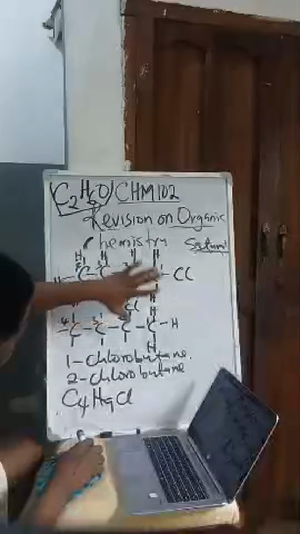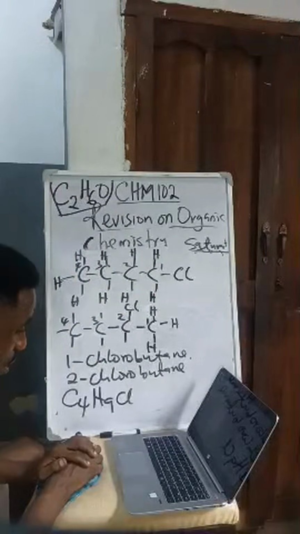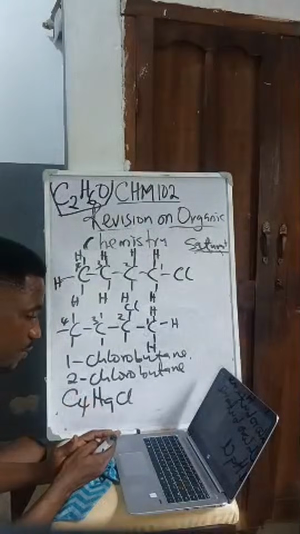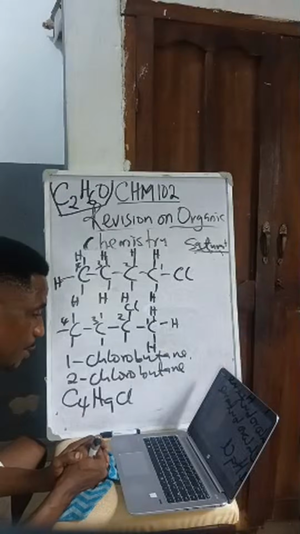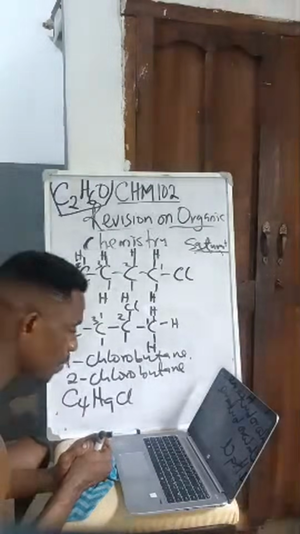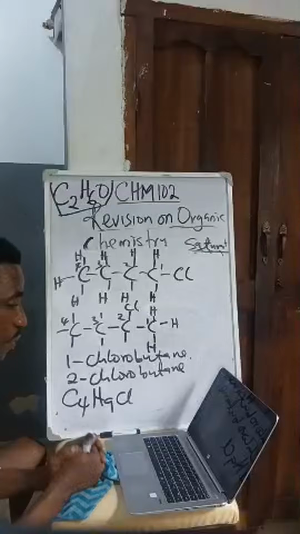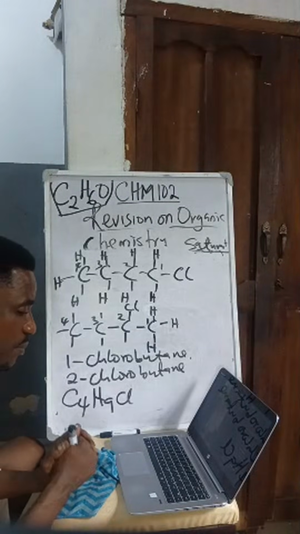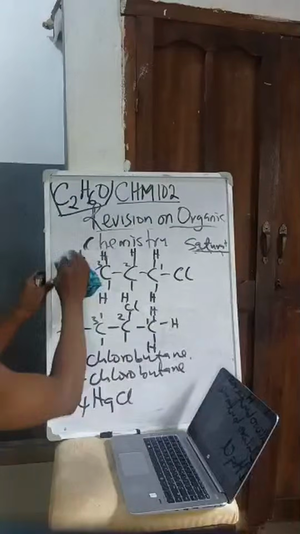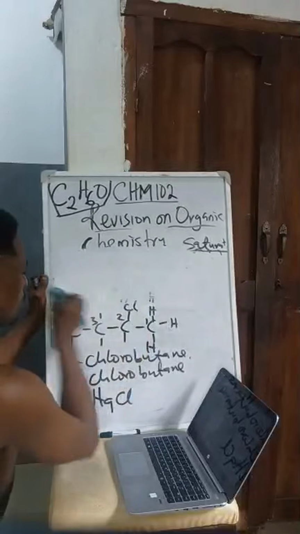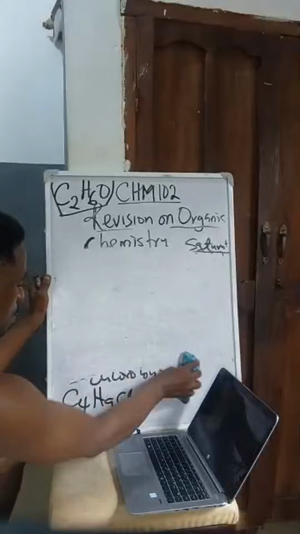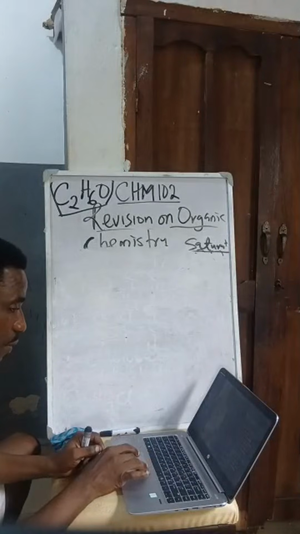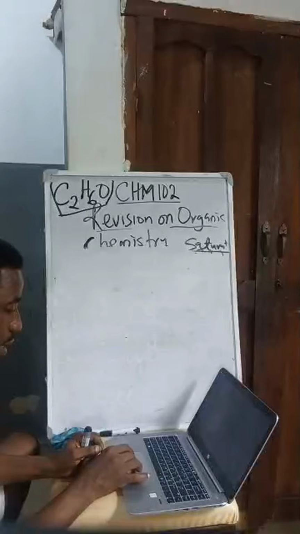So we have position isomerism. Please, if you want to say the one that is not clear, be specific. Which particular one is not clear? Is it functional group isomerism or position isomerism or what? Be specific in your question.